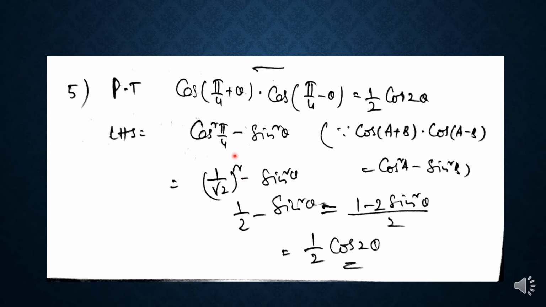So this becomes cos square pi by 4 minus sin square theta, that is (1 by root 2) whole square minus sin square theta, that is equal to 1 by 2 minus sin square theta, that is equal to (1 minus 2 sin square theta) by 2, that is half into (1 minus 2 sin square theta). But 1 minus 2 sin square theta is equal to cos 2 theta. So that is equal to 1 by 2 cos 2 theta.